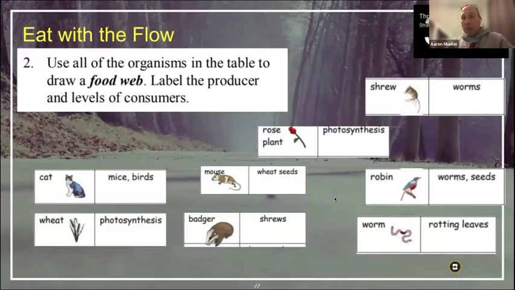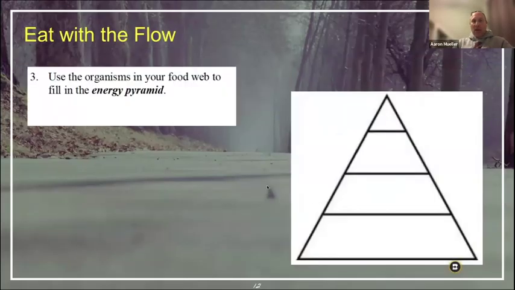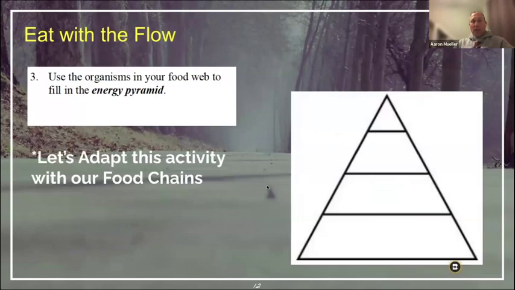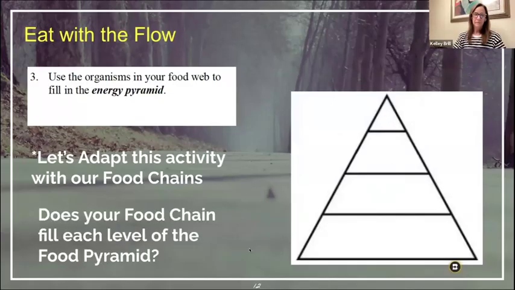a look at that food web, right? So we're going to bypass this component slightly, and we're going to talk about how energy moves within that pyramid. So we're going to adapt this instead of using an actual food web that you would have created. Let's talk about our food chain. So you said that we would have the worm, right, Kelly, and then the wheat, robin, and then cat. Does everything fit within our food pyramid at each level?